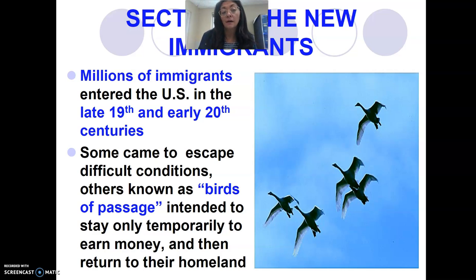There was a government-sanctioned persecution of Jews in Russia, government-sanctioned persecution of Jews in the Slavic region and Eastern Europe. So many people were fleeing religious persecution.